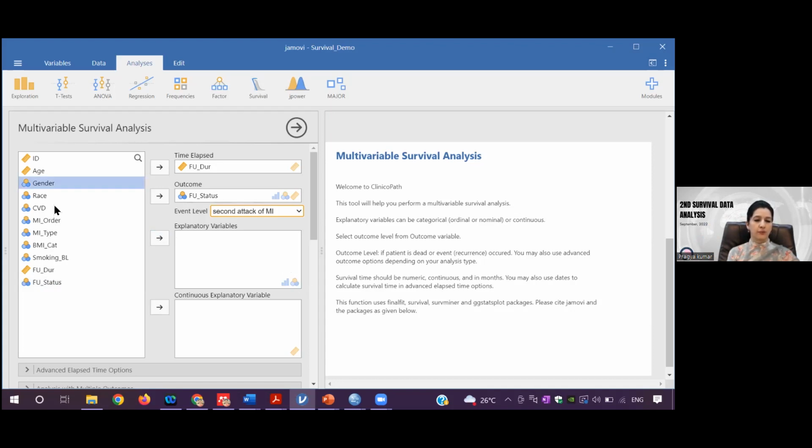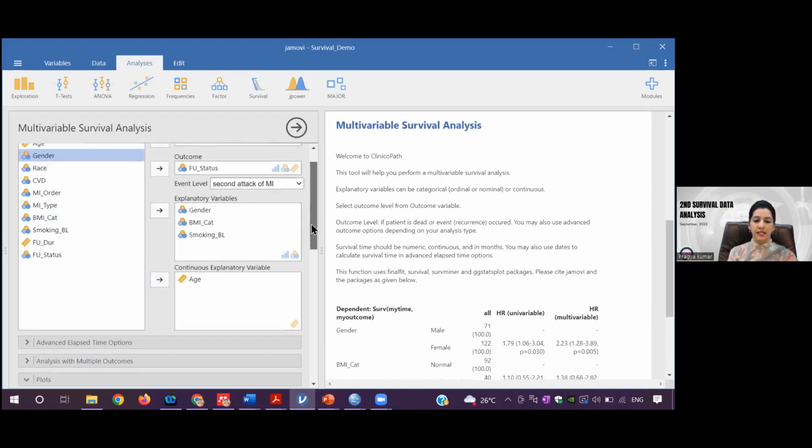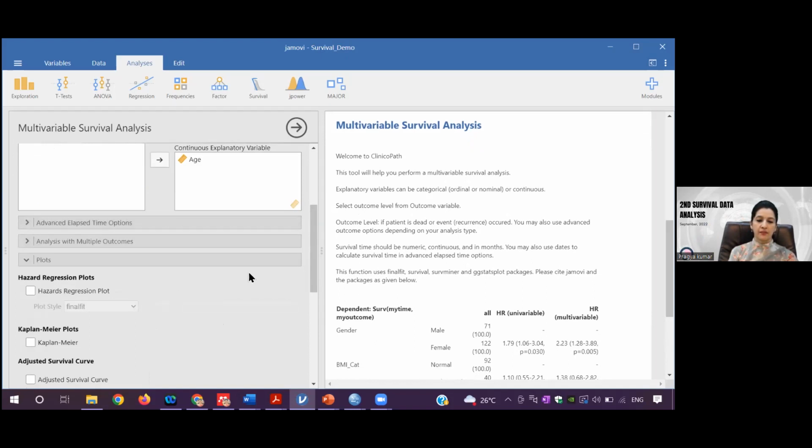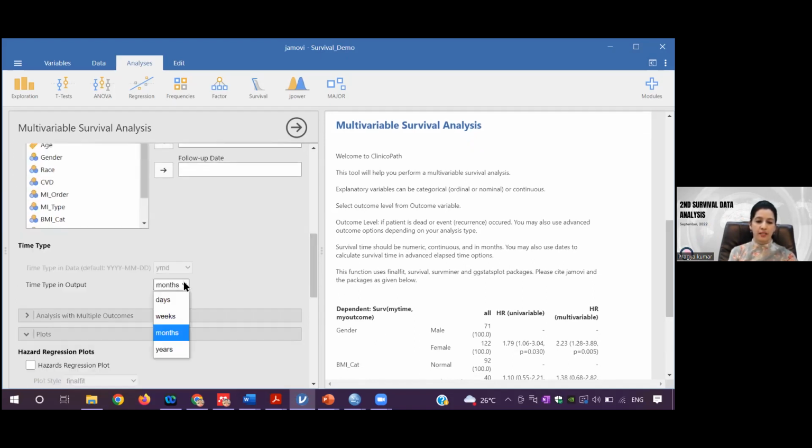categorical. So now, I have to move only gender, BMI, and smoking to this explanatory variable and age to the continuous variable. And in the advanced elapsed time, that day we were seeing, if you change these months into days, this changes the axis, which we were not able to do that day. So this is the option type in output.